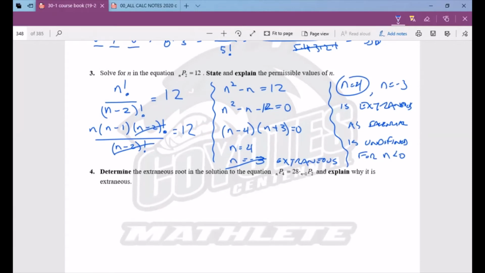Now, with this whole idea of explain, on your diploma exam they would expect a fair amount of detail showing your understanding of what's going on. It's why a question like this isn't just state what your answer is, because you could jump into your calculator and pretty quickly figure out that 4p2 is 12. They're wanting a little more detail about why that's the only permissible value of n.